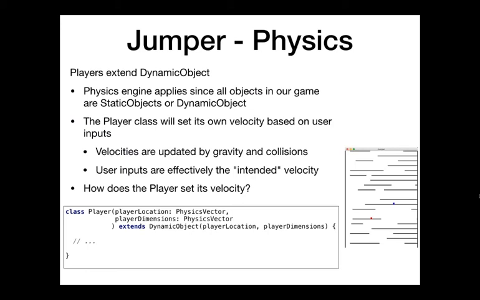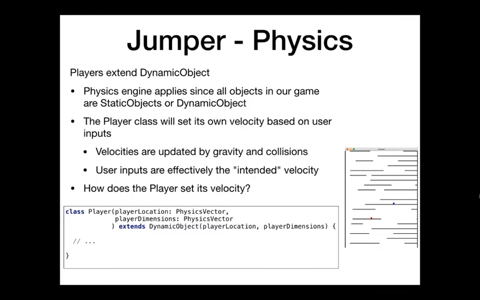So our player class then extended dynamic object, and now it has physics applied to it. It's completely compatible with our physics engine. Gravity is going to be applied. The velocity is going to be used to update the location. And collisions, of course, collisions will be detected.